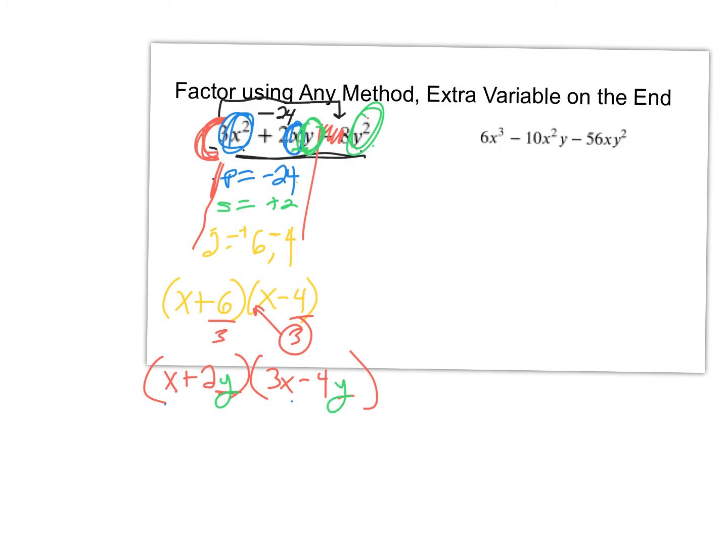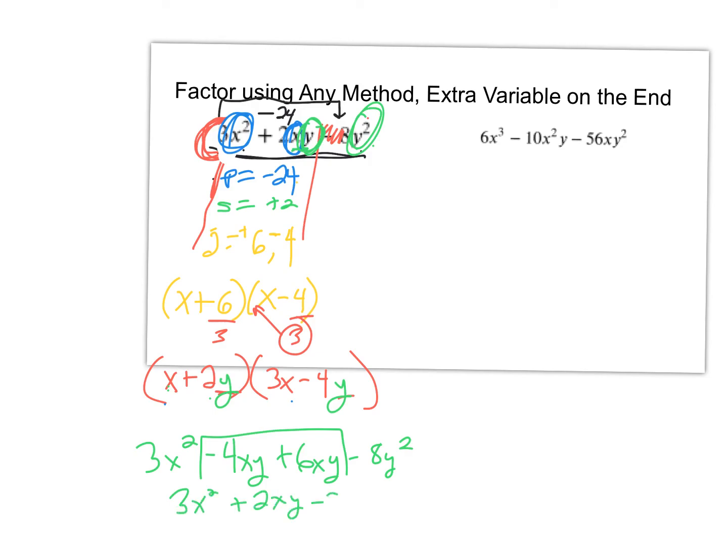And if you were to multiply this out, x times 3x is 3x squared. X times negative 4y is negative 4xy. 2y times 3x is positive 6xy. And 2y times negative 4 is negative 8y squared. And then combine your like pieces, you get back to where we started. Okay, so to take care of the y's in the back, you just tack on the y's in the back, just like we did with the x's being in the front. It's not a big deal.